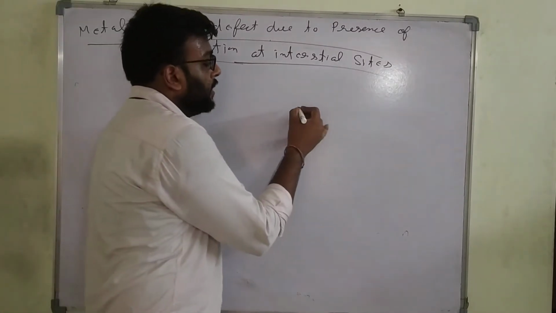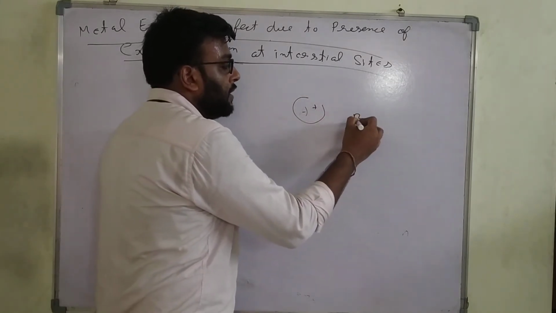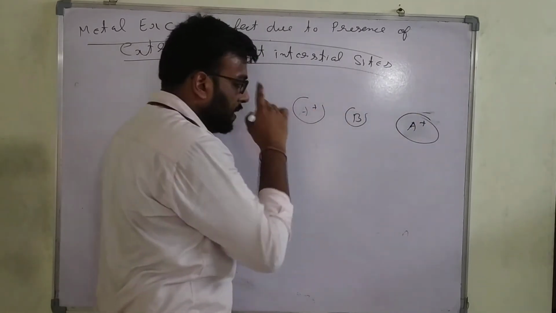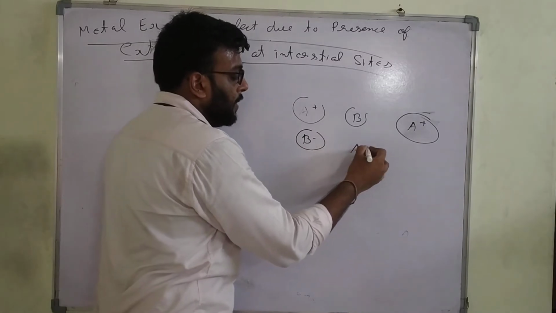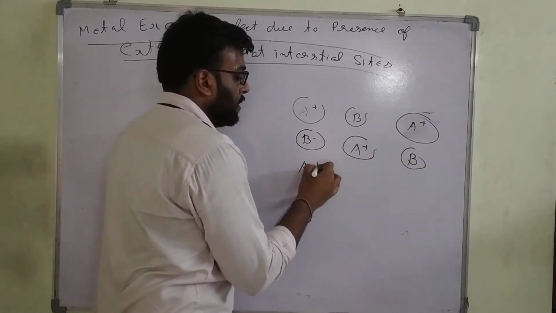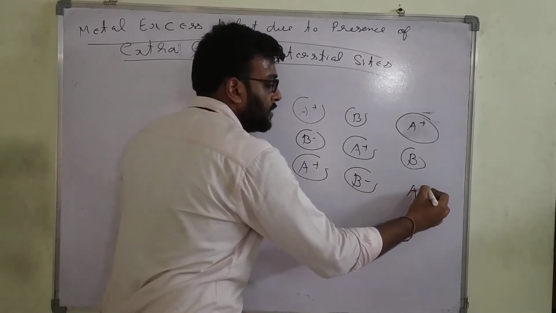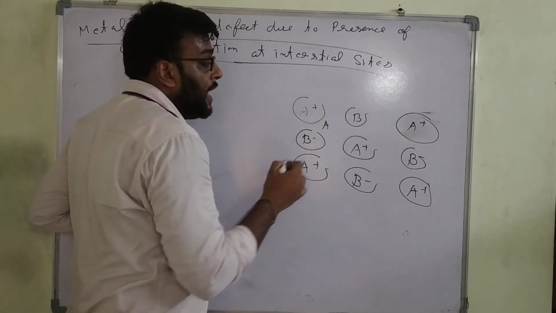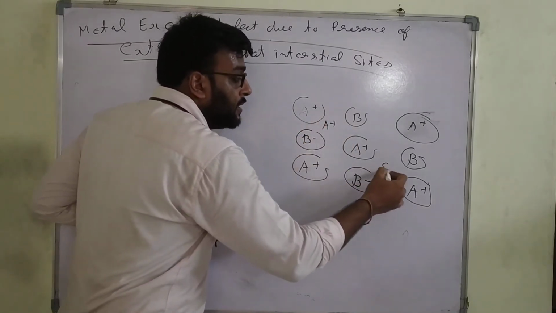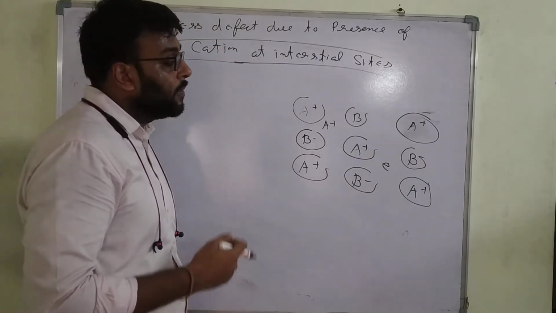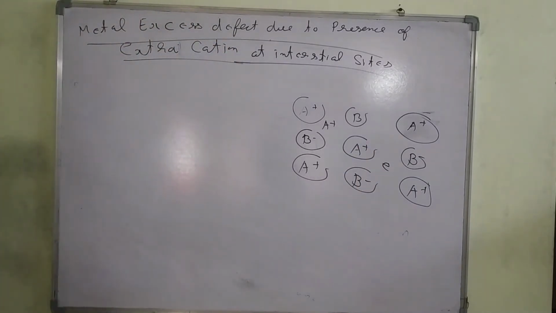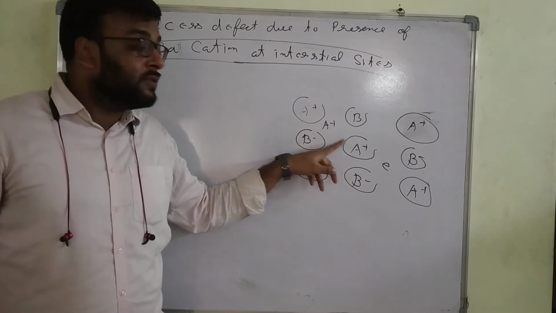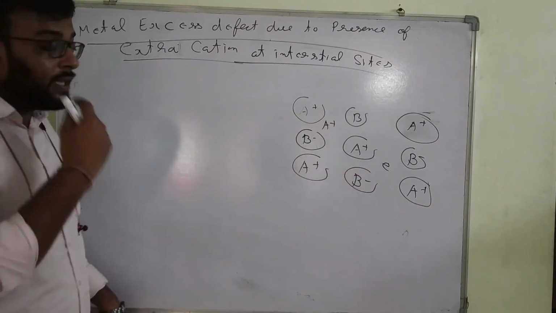What happened in this? Look over here. A plus, B minus, A plus, B minus, A plus. It is like this. Suppose the extra cation is like this. Suppose A plus is available in the structure and its balancing charge, an electron, is coming from here. In this type of defect, one extra cation is available in the structure, and to balance it one electron is also available here.